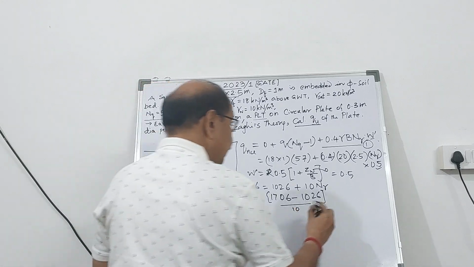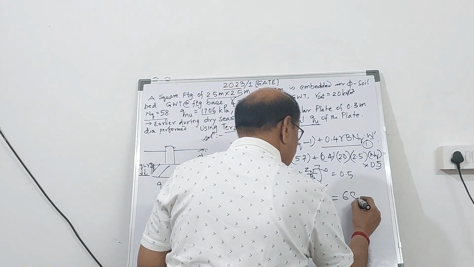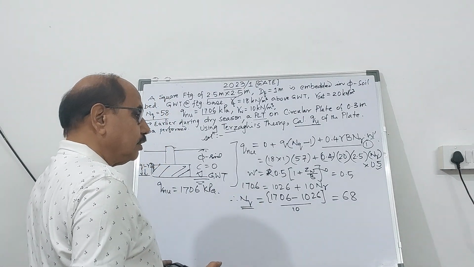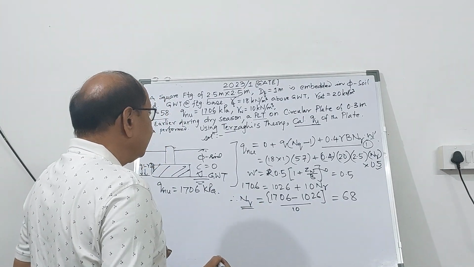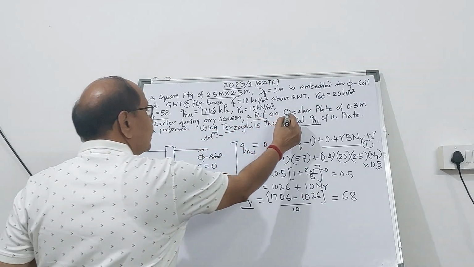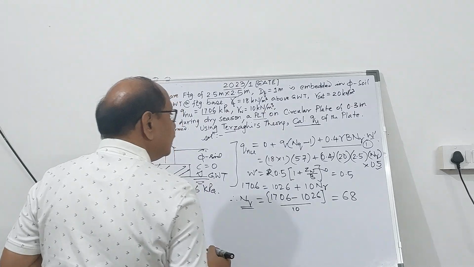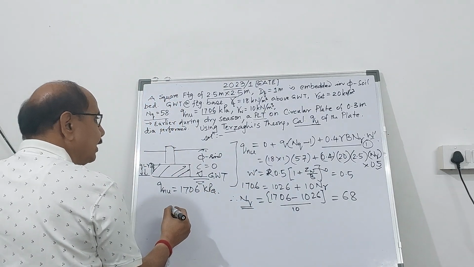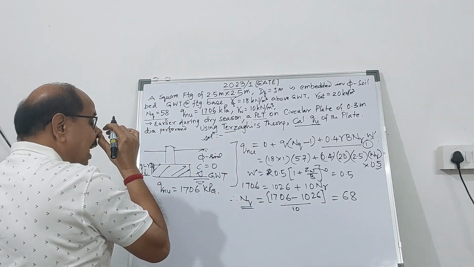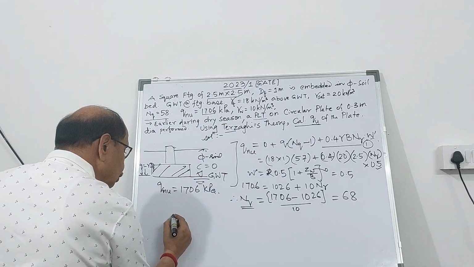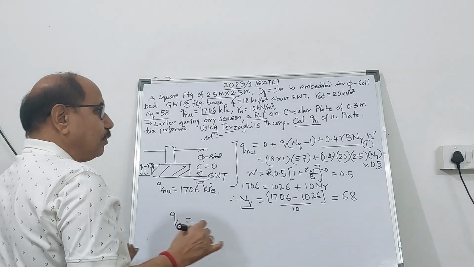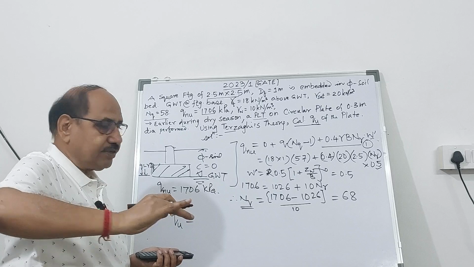It is equal to 68. So the bearing capacity factor N gamma equal to 68 that you have calculated. Now the second part of this problem is for the plate. The plate is circular in nature, where you need to calculate using Terzaghi's theory. For the circular plate, you will have to calculate the value of qu, and the plate load test is carried out on the surface.